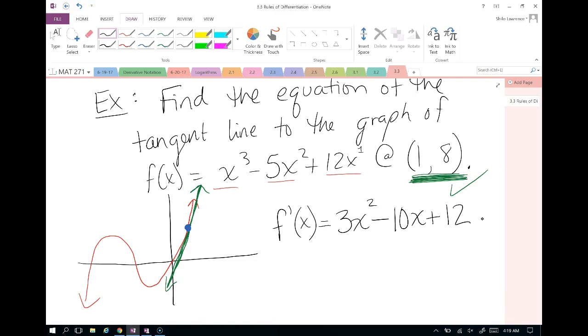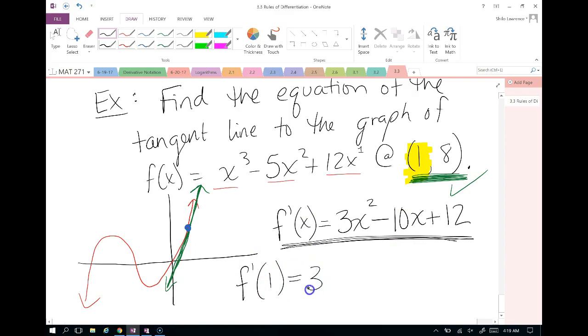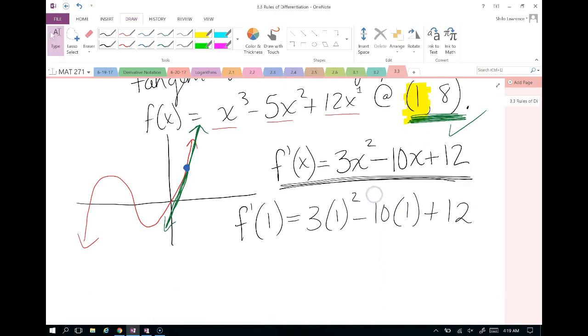This formula will tell us the tangent slope anywhere on the graph. But we want tangent slope at (1, 8). Well, the derivative is only dependent on the x value. All we have to do is plug in the 1. So we need f prime at 1. So anywhere I have an x, I'm going to plug in a 1. And that will tell me tangent slope at the point (1, 8).